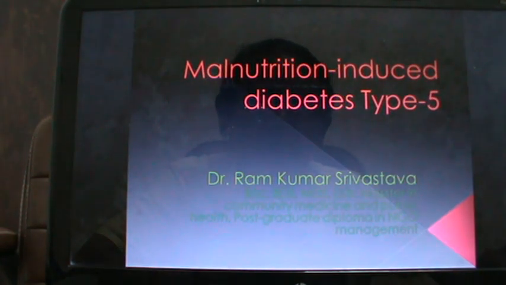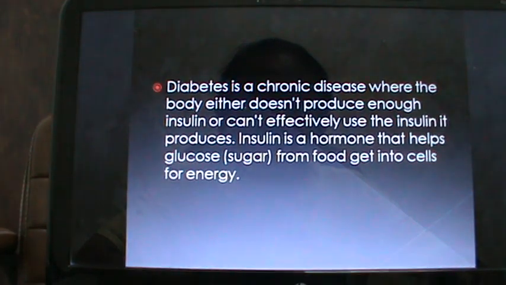I, Dr. Ramkumar Srivastava, will tell you about type 5 diabetes, which is a malnutrition-induced diabetes. We all know that diabetes is a chronic disease where the body either doesn't produce enough insulin or cannot effectively use the insulin it produces.